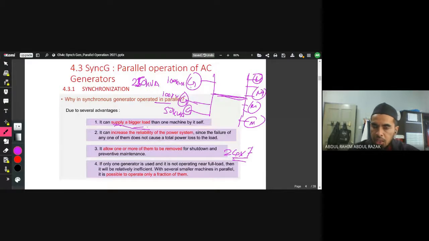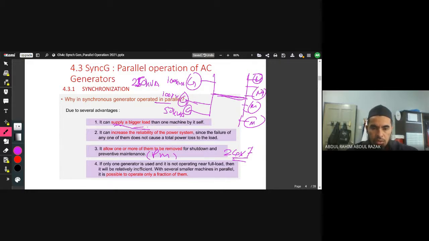So we cannot just take them all off together. We have to do it one by one. Maybe we are performing maintenance on this generator, the other two are in function. Maybe this one is on service, the other two are in function. So we have to plan the maintenance, the PM: preventive, annual, or 5-year maintenance. It allows one or more to be removed, shut down, for PM, preventive maintenance, not private message.